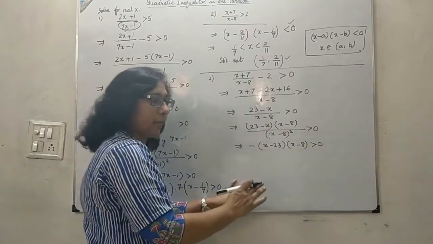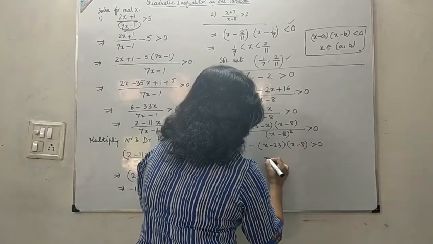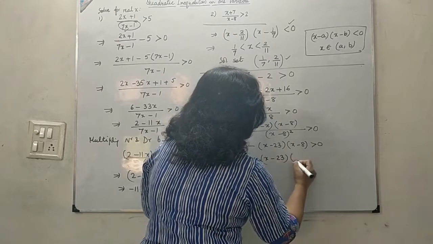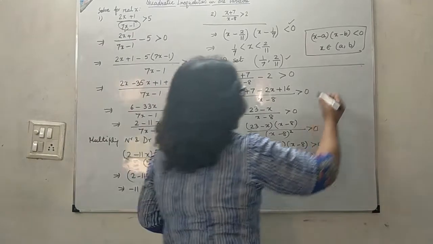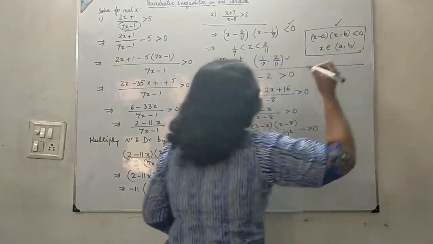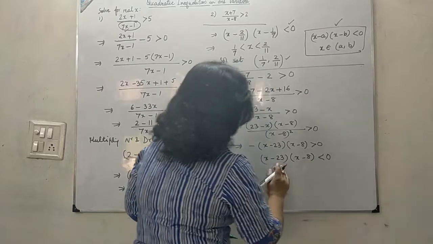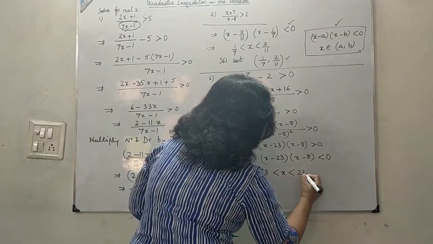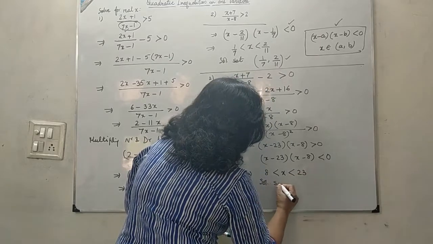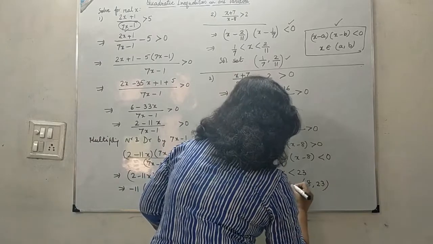This is a positive quantity, so we can remove this, and now it is (x - 23)(x - 8) < 0. Now again we will apply the solution for this inequality. Here we have the numbers 8 and 23, so x is lying between 8 and 23. That means the solution set will be the open interval 8 to 23.